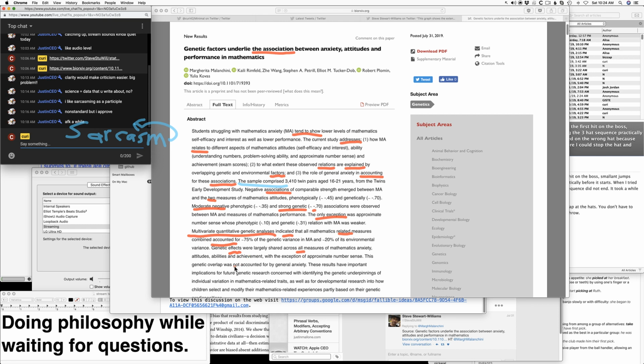This genetic overlap is not accounted for. Another one of their terms. By general anxiety. They're pretending they know how much general anxiety people have, which they certainly don't. They also don't know how much mathematics anxiety people have because surveys don't work for either one.